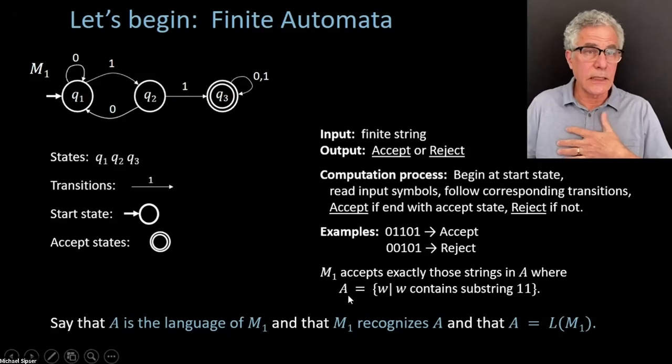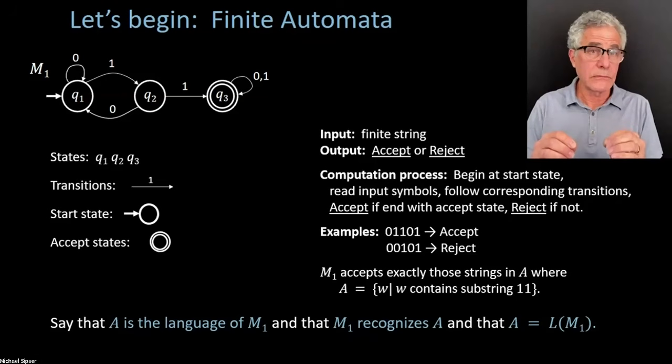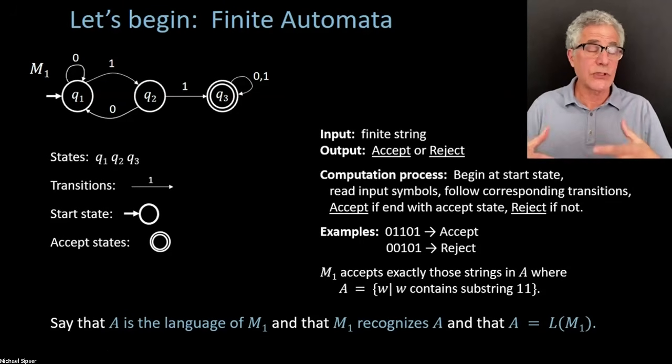So that set A of those strings that have a 1, 1 for this particular machine is the language of M1. We also say that M1 recognizes that language, recognizes A. In terms of notation, we write that A is L of M1. A is the language of M1. So the language of a machine is exactly the set of strings that machine accepts. Okay? So one of the first things we're going to want to be able to do is take a machine and understand what its language is. What's the set of strings that that machine accepts?